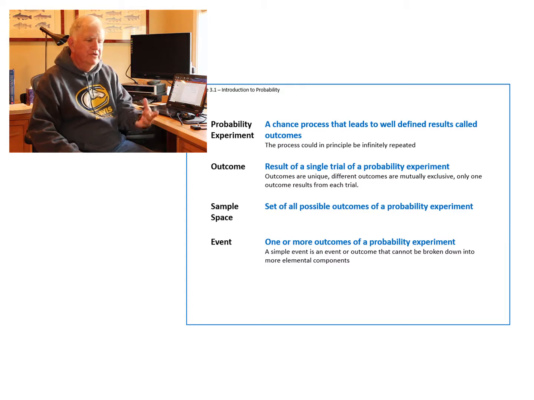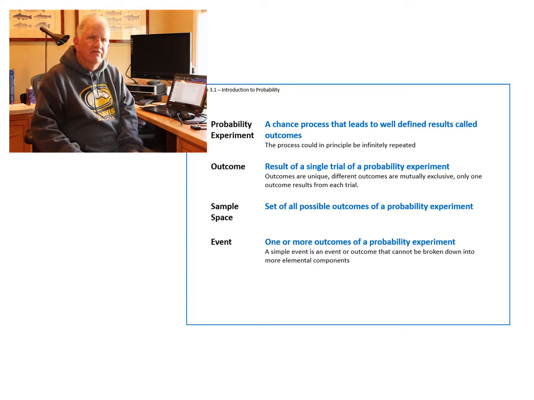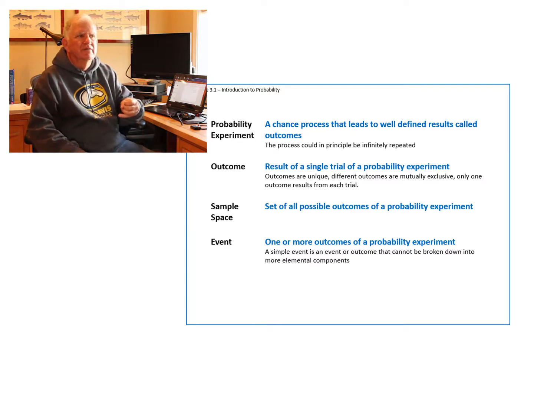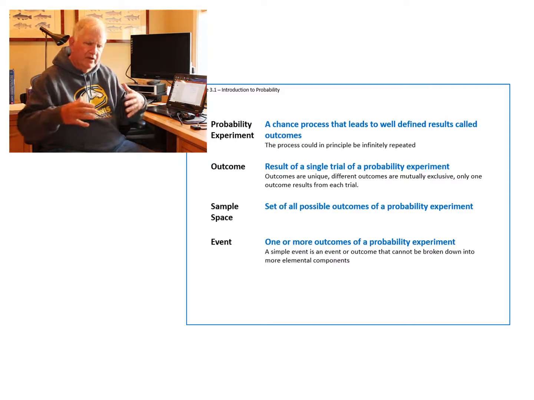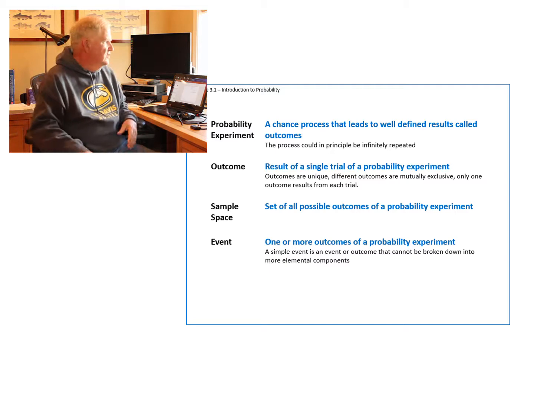For instance, rolling a die and rolling an odd number. That event occurs because of the addition of the outcomes rolling a 1, rolling a 3, rolling a 5. So events are nothing more than collections of outcomes. They can also be single outcomes as well.